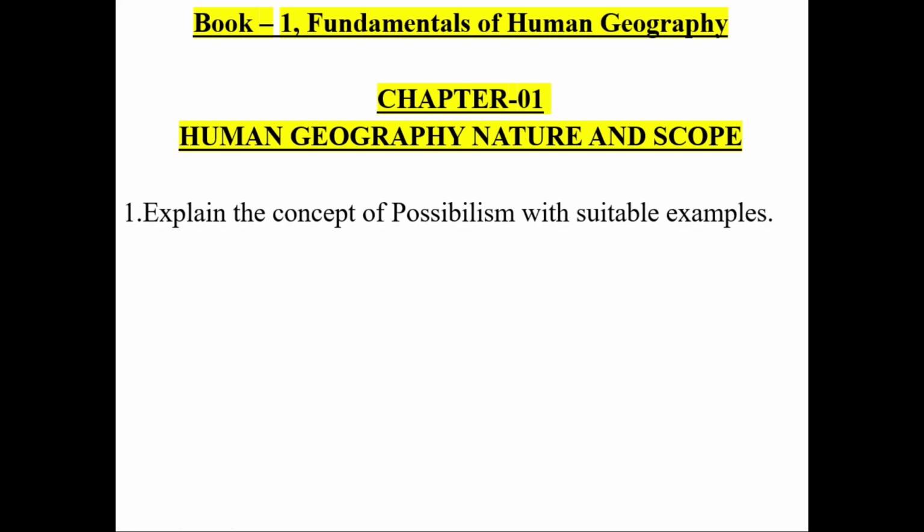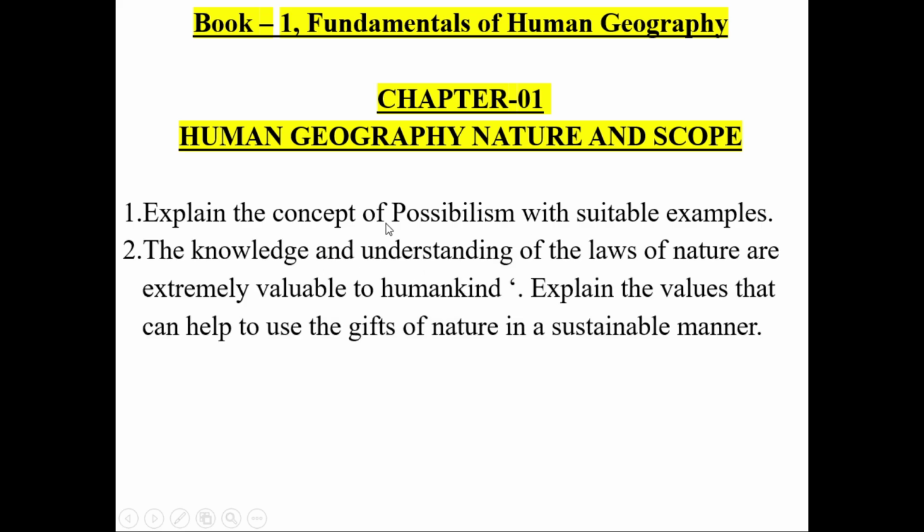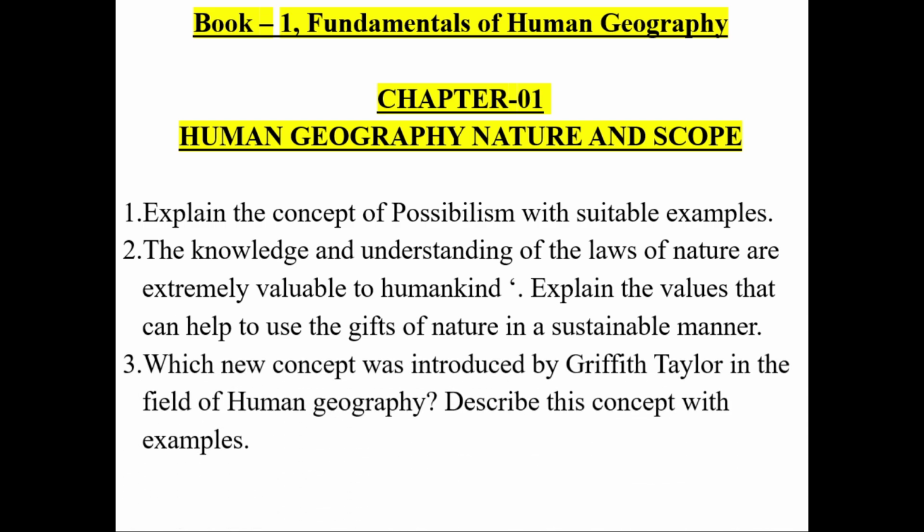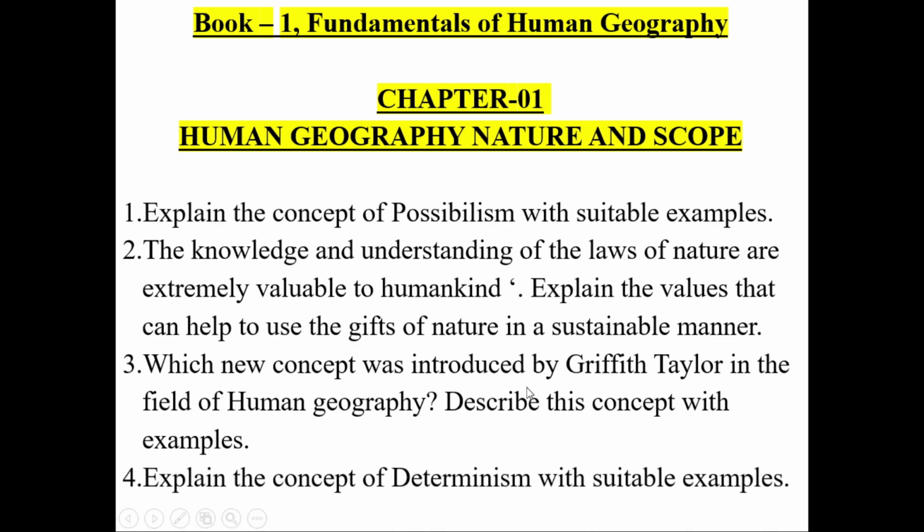If we follow these 4 questions, definitely one question among these 4 will come. So the first question is explanation of the concept of possibilism. The second question is related to the knowledge and understanding of the laws of nature. The third question is related to stop and go determinism, or Griffith Taylor. And the fourth question is the concept of determinism.